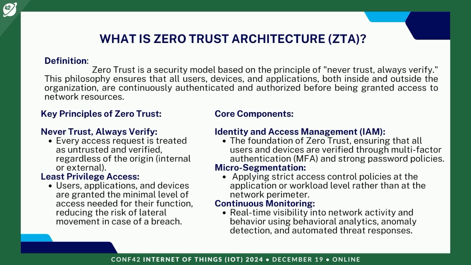And what are the core components? Identity and access management is the foundation of zero trust, ensuring users and devices are verified through multi-factor authentication and strong password policies. Meaning, when you log into your banking account with a username and password, the next step of authentication is going to be either an email sent to you with an OTP PIN, or a message on the phone with the OTP PIN. That is another level of security called MFA, multi-factor authentication.